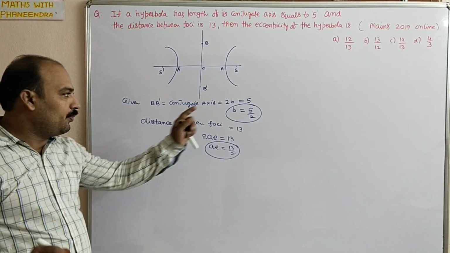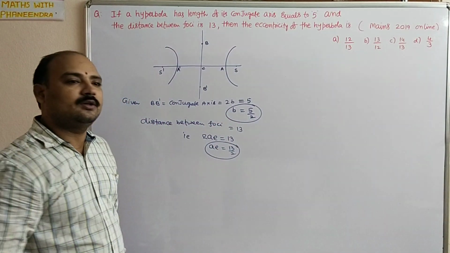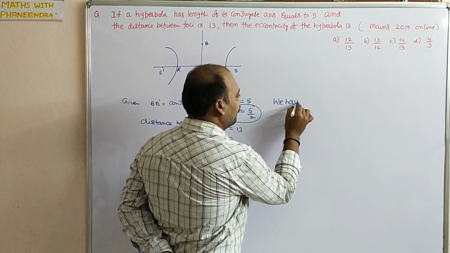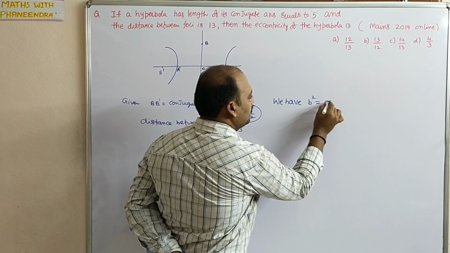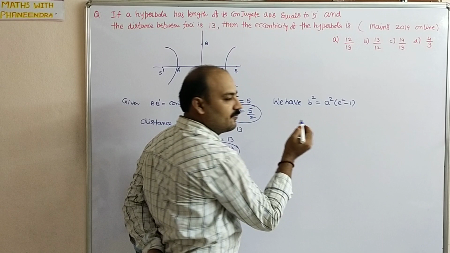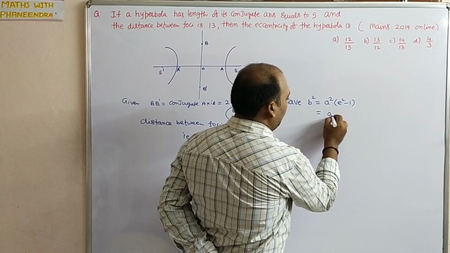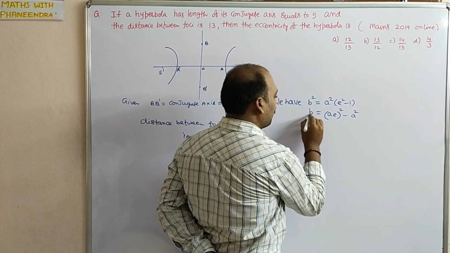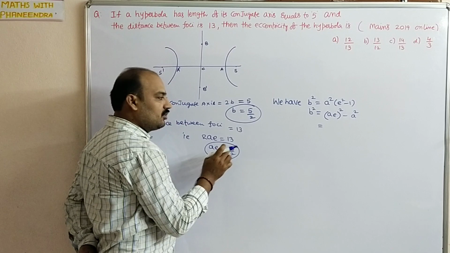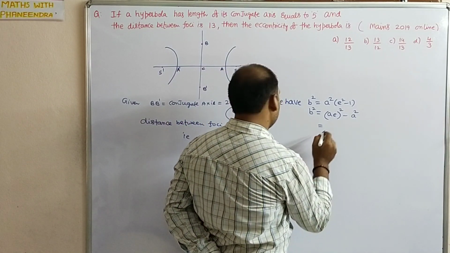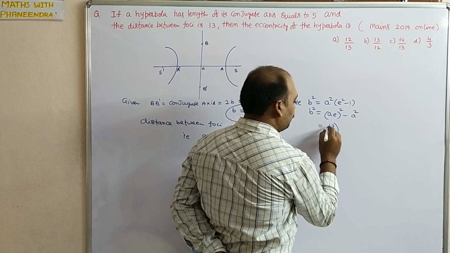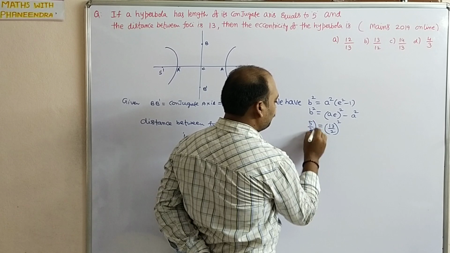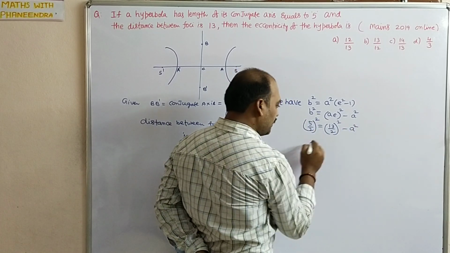Whenever we know the values of b and ae, we can calculate the value of a square. We have the formula b square equal to a square into (e square minus 1), standard formula. So that can also be written as a square e square, meaning (ae) whole square, minus a square. So which is equal to, ae value 13 by 2 substitute. Here b square means (5 by 2) whole square, minus a square. So a square, maintain as the subject.